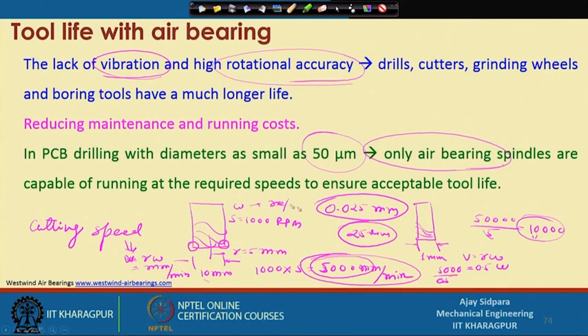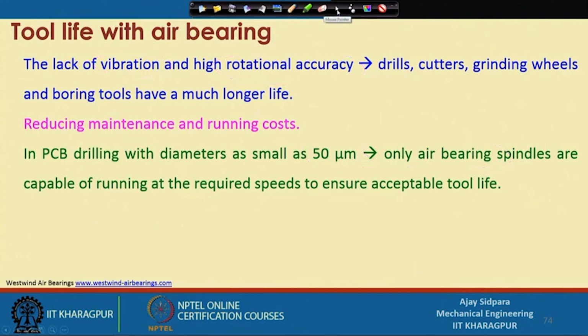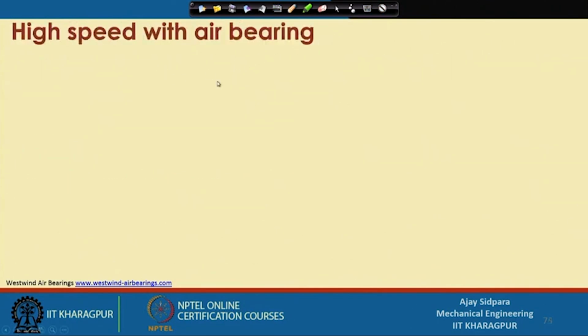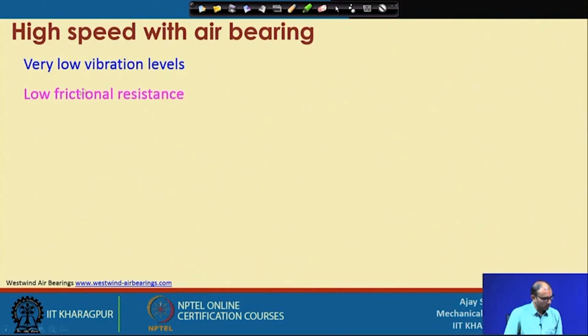So, in this particular case, the air bearing is the only thing that will be helpful for PCB drilling or any other type of machining operation where you need high speed. High speed with an air bearing, obviously, has a very low vibration level. When the vibration level is low, you can go beyond a certain limit of speed. Low frictional resistance: once the friction is not there, there is no possibility of heat generation, and heat generation is one of the limitations, because of the friction and thermal deformation of the component. That is not present here, which is a good thing.